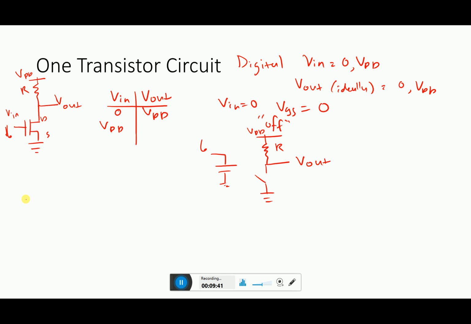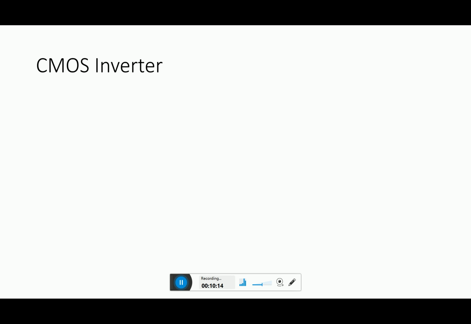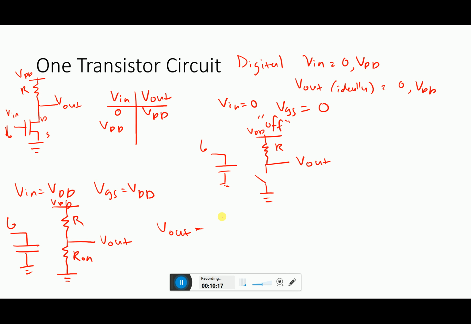Okay, how about the case where Vin equals VDD? VGS is equal to VDD, which is above the threshold voltage. We're going to assume that. And we have the following. We have our R on bottom, and R on top. This is Vout. So the top is connected to VDD, and the bottom is connected to ground. So Vout is connected by a voltage divider to the source. So Vout is equal to VDD times R on over R plus R on. And let's call this VDiv.